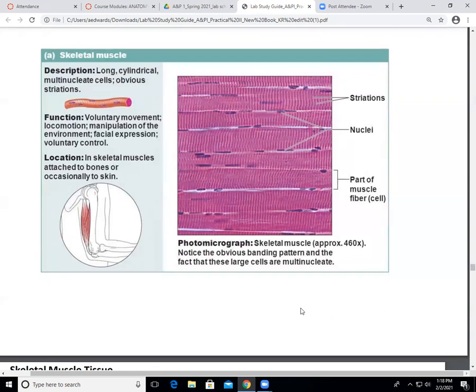Skeletal muscle, cardiac muscle, and smooth muscle. Now, how we classify them or identify them, say, are they voluntary? How many nuclei do they have per cell? Are they striated?